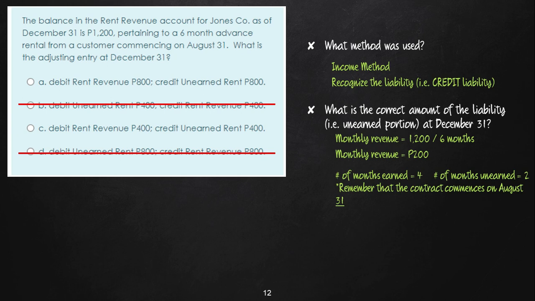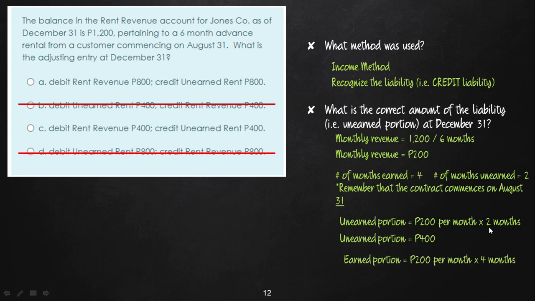So you start counting in September. Now, the unearned portion is 200 per month, and there are 2 months unearned. Therefore, 200 per month times 2 months is 400. The earned portion, on the other hand, is 200 per month times 4 months. So the earned portion is 800.